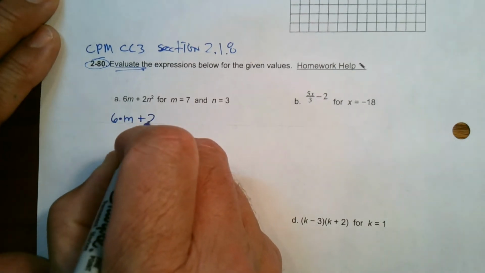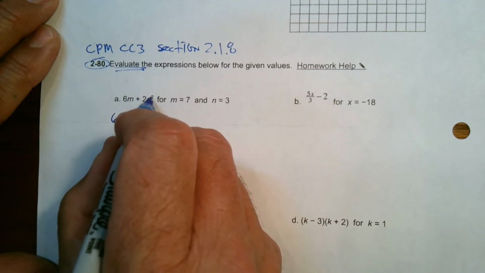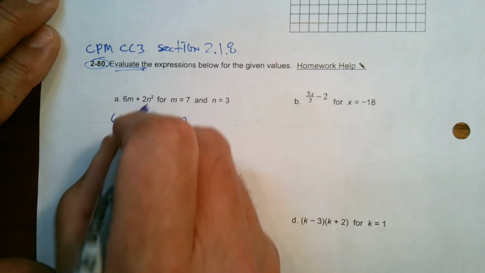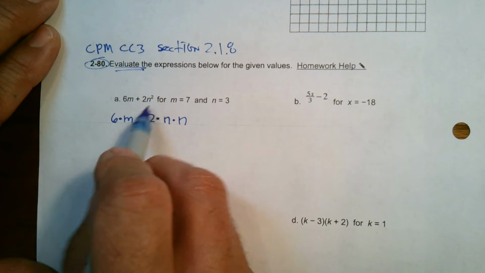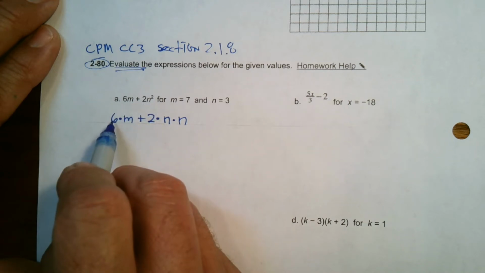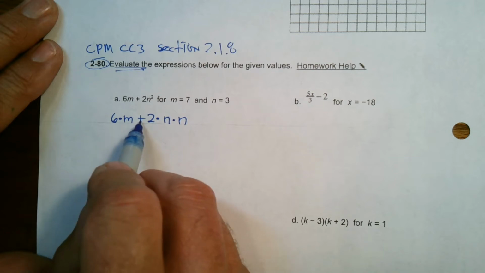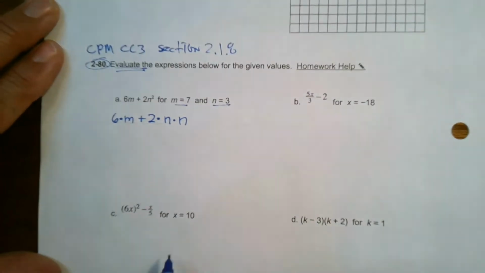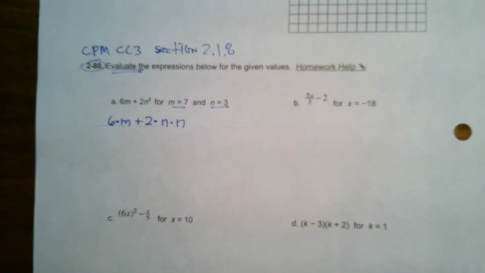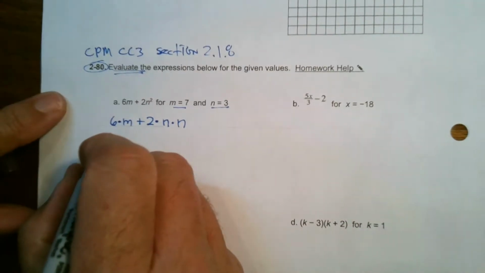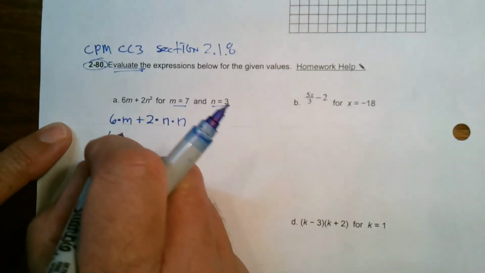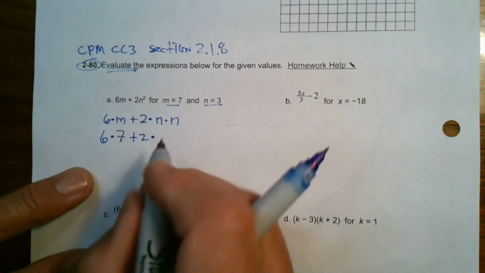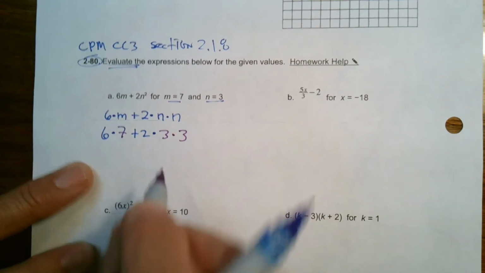And the same thing here. This means 2 times n squared. But n squared, when you have an exponent, it means n times n. And so the squared is only on the n, not the 2. So really what we have here in long form is 6 times m plus 2 times n times n. So now I have to plug in my values into each of those variables. So if I rewrite this, 6 times, instead of m, it's 7, plus 2 times, instead of n, I'm using a 3. 2 times 3 times 3.